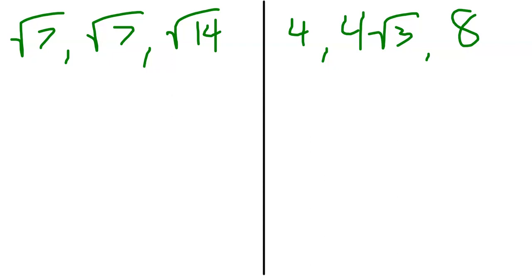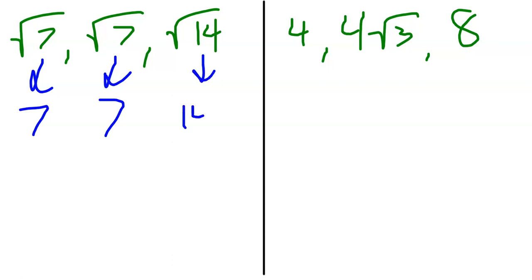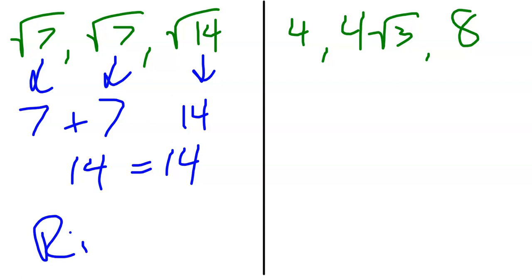So in the first one, we have root 7 squared, which is 7, root 7 squared, which is 7, and root 14 squared, which is 14. And if we add a squared and b squared, which can be the same, we get 14 because it's 7 plus 7, which is equal to 14, so this is a right triangle.